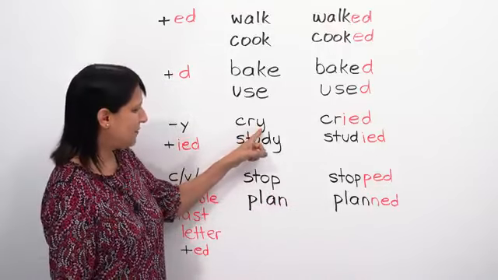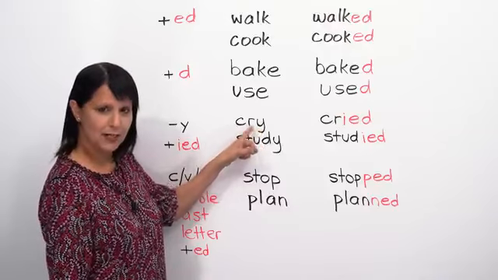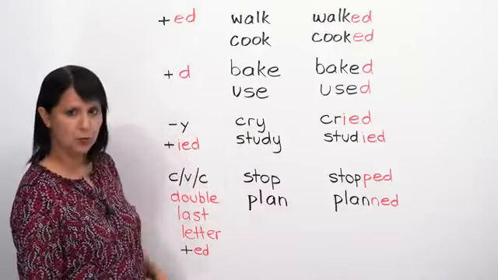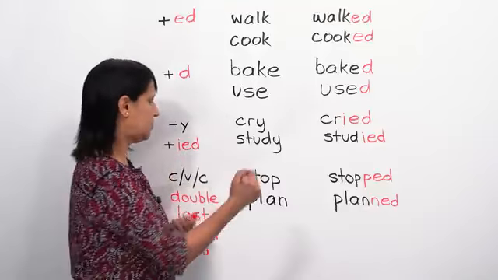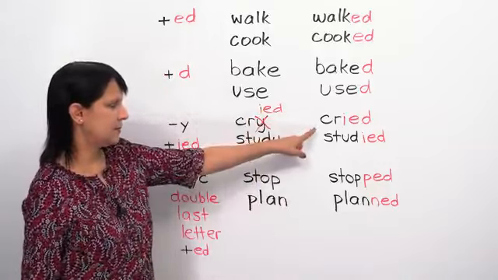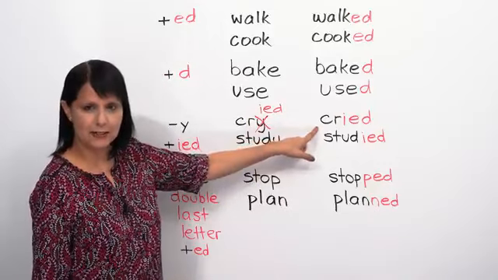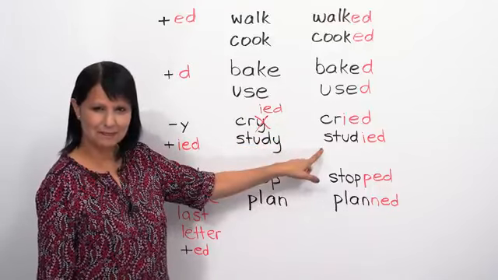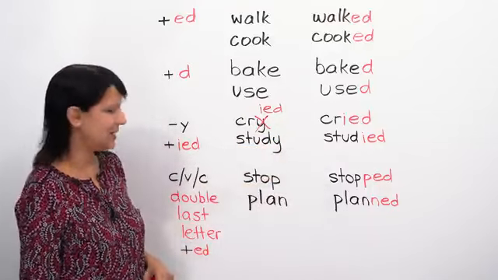So if you have a word that ends with Y and has a consonant before it, then what you do is you cancel the Y, right? Cancel the Y and add I-E-D, like you see here. Cried. Study, studied. Okay, got that?